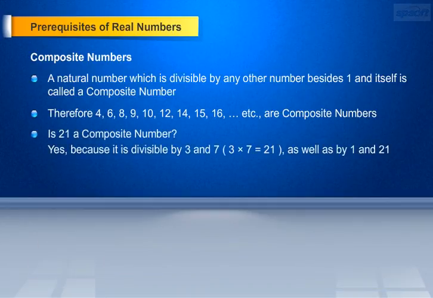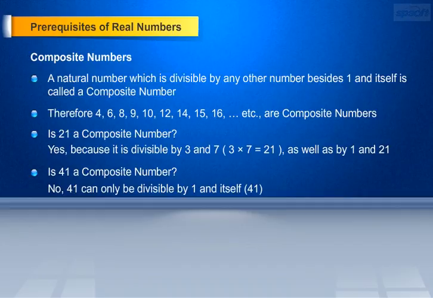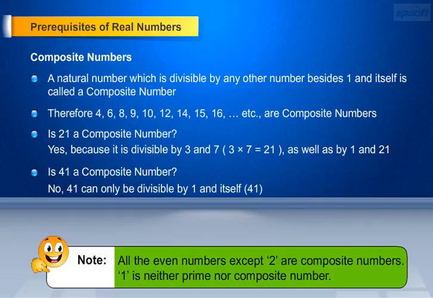Is 21 a composite number? Yes, because it is divisible by 3 and 7, 3 into 7 equals 21, as well as by 1 and 21. Is 41 a composite number? No, 41 can only be divisible by 1 and itself, 41. So, it is not a composite number. Note, all the even numbers except 2 are composite numbers. Note, 1 is neither prime nor composite number.